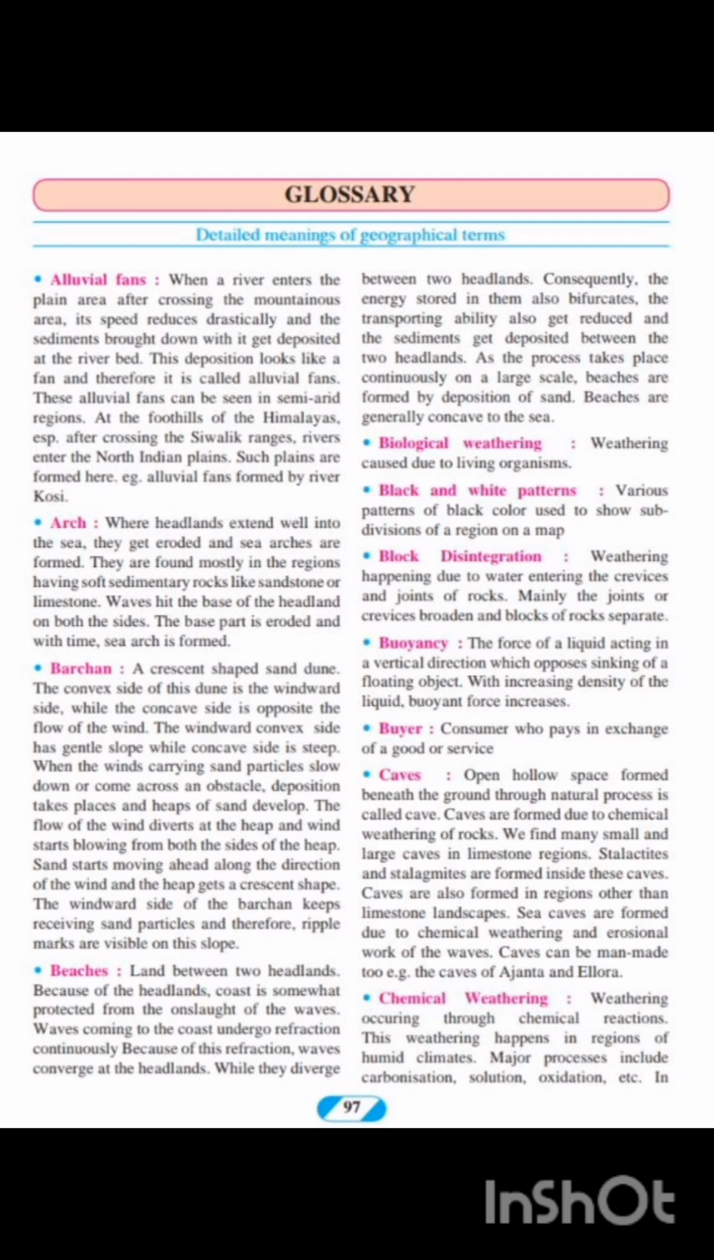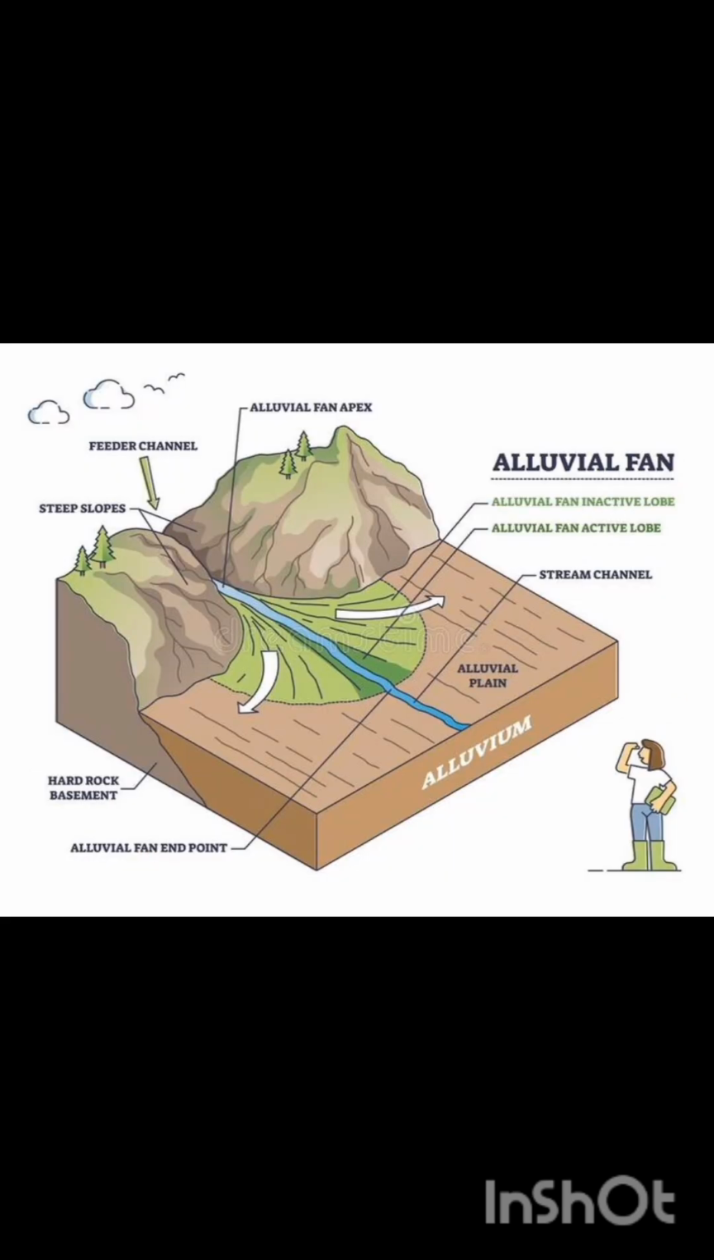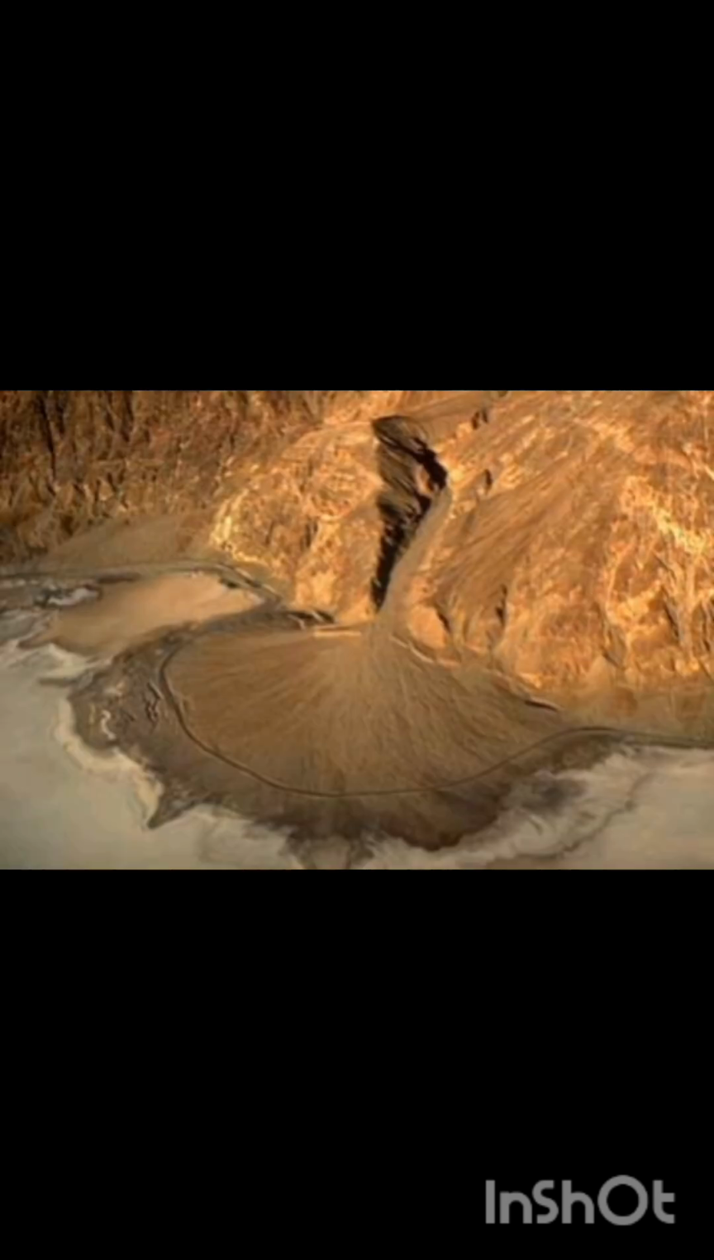Now, the next one is biological weathering. Weathering caused due to living organisms is biological weathering. And block disintegration: weathering happening due to water entering into crevices and joints of rocks. Mainly, the joints or the crevices broaden and separate the blocks of rocks.